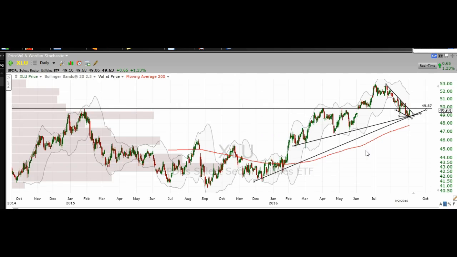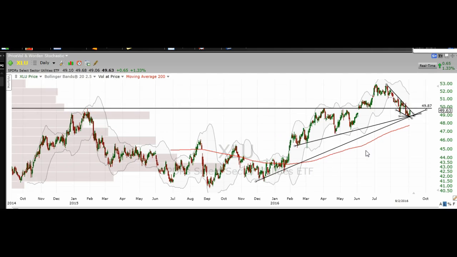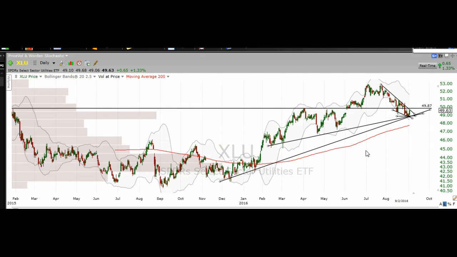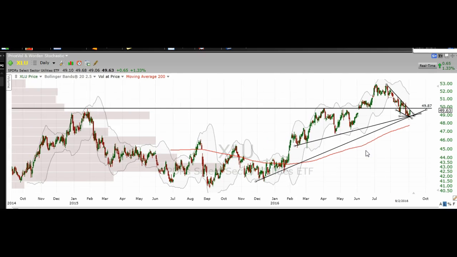XLU. And XLU, a couple things I want to point out, okay? For one, we're right here at this larger volume by price bar.